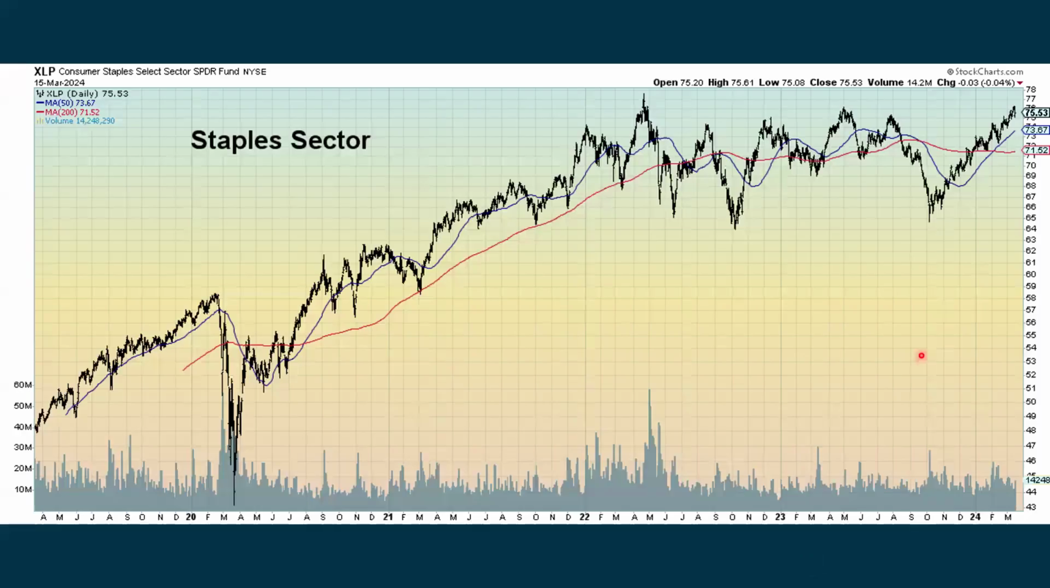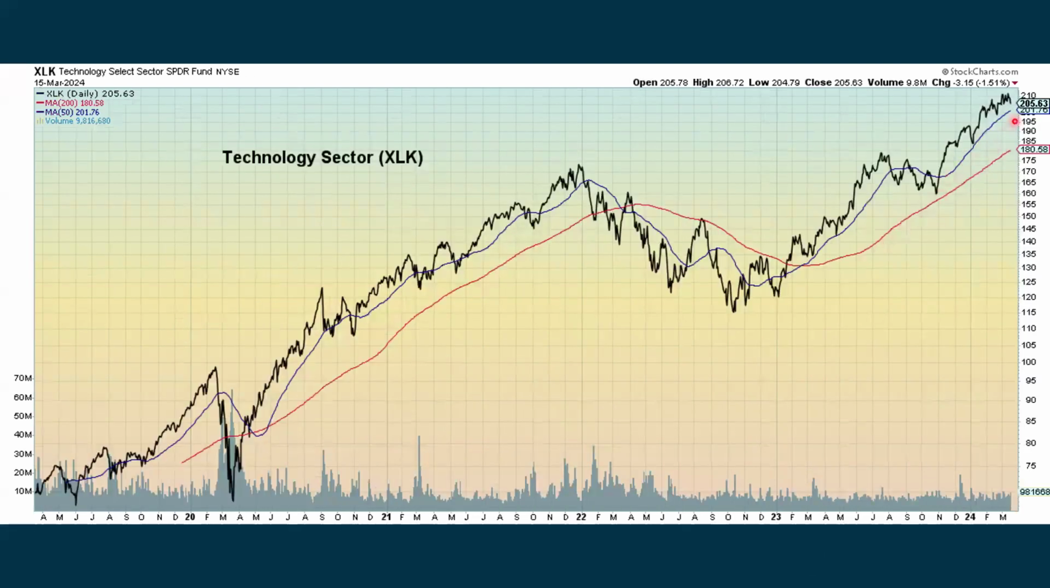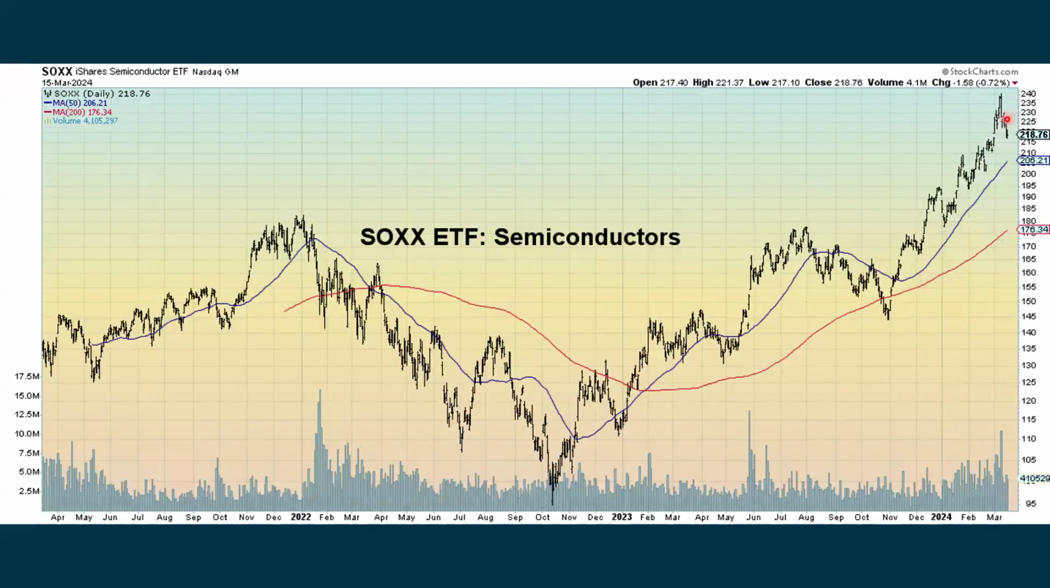The staple sector, another area. These are things that you have to have no matter what's going on economically. This continues to be in a really solid uptrend, and this is more defensive in nature. And we look at the tech sector, which has also been performing well, even though it's been seeing a recent pullback. The semiconductors just going to the moon. Well, they're coming back for a little vacation, at least for a while here.